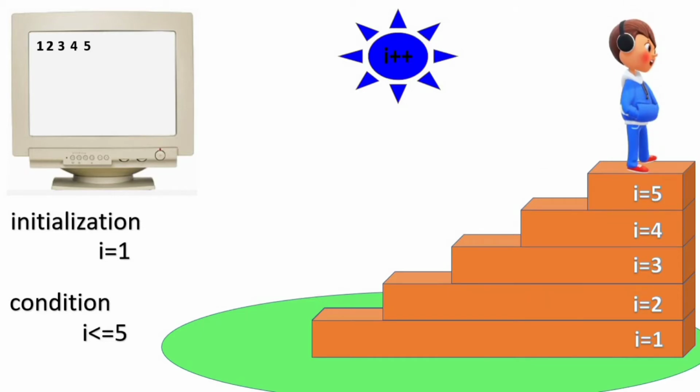So if we increment the value of I by 1, I becomes 6. We now need to print value 6, so we can stop here.